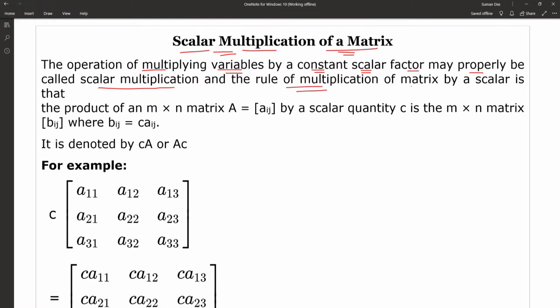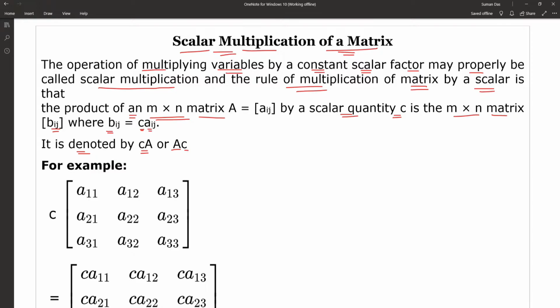of multiplication of a matrix by a scalar is that the product of an M cross N matrix A, that one is Aij, by a scalar quantity C is the M cross N matrix Bij, where Bij is equal to C into Aij, and it is denoted by CA or AC. What is it saying?